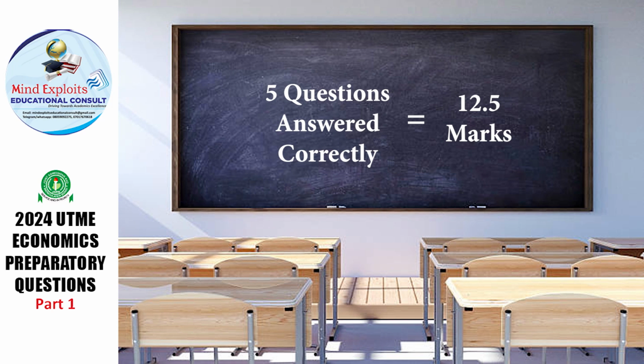All right, so if you have answered these 5 questions correctly, you've already gotten about 12.5 marks. That is how easy it is to make your success in your JAMB.